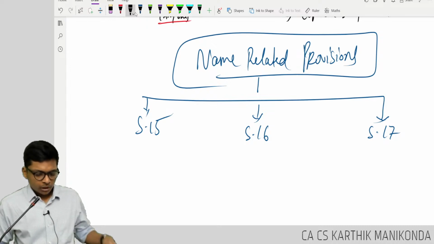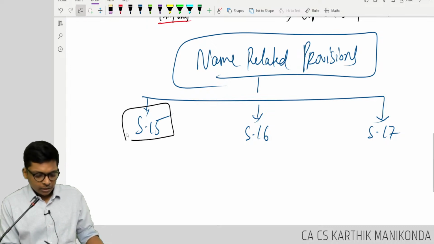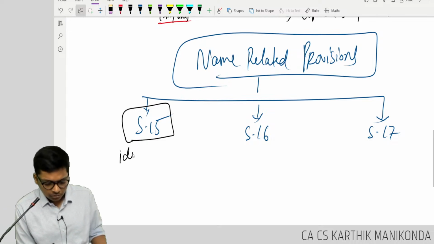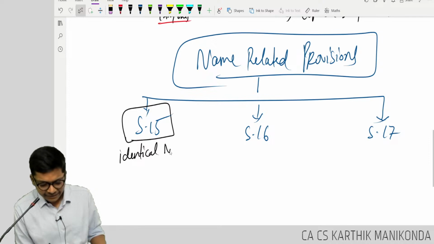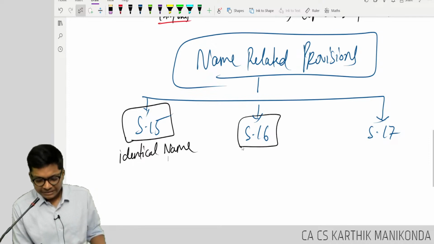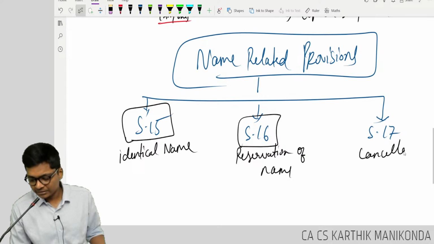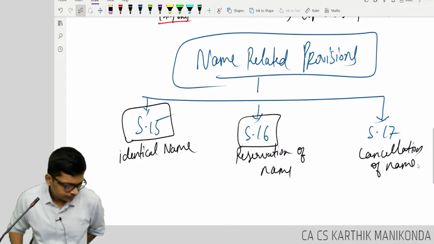Now, section 15 is about identical name. Section 16 is reservation of name. Section 17 is cancellation of name.